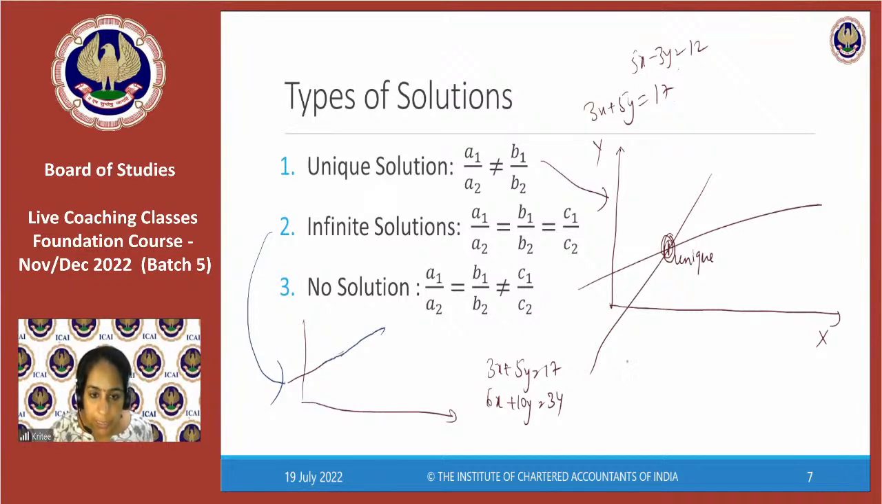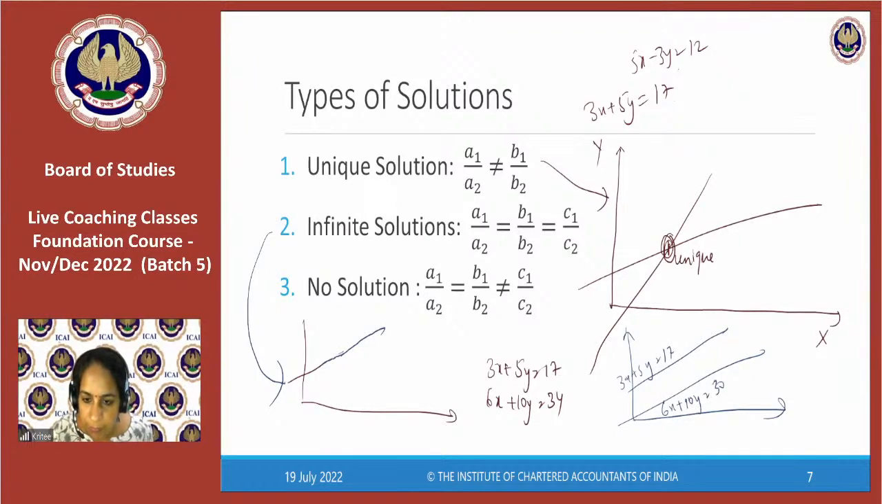But in the third case, what is happening? If one of the equations is 3x plus 5y equals 17, which is this, then 6x plus 10y equals 30 is this. Both are going to be parallel to each other. When both are parallel to each other, there is no common point between them. And when there is no common point between them, there is no solution. It's like this. Okay, is that okay? I hope this is understandable.